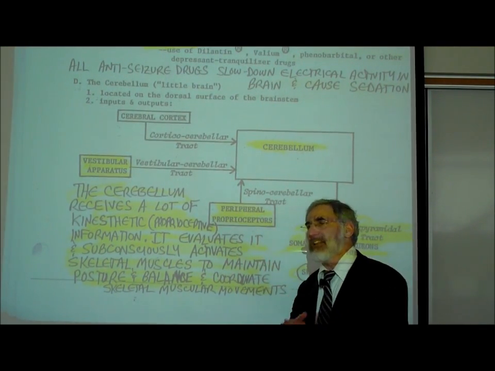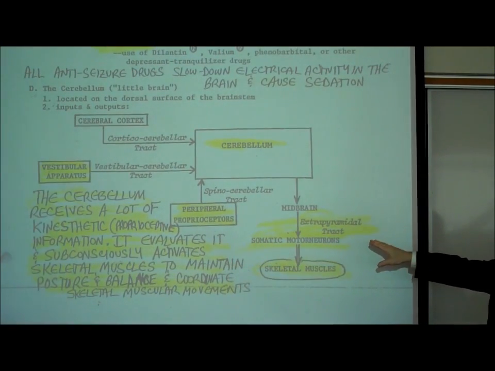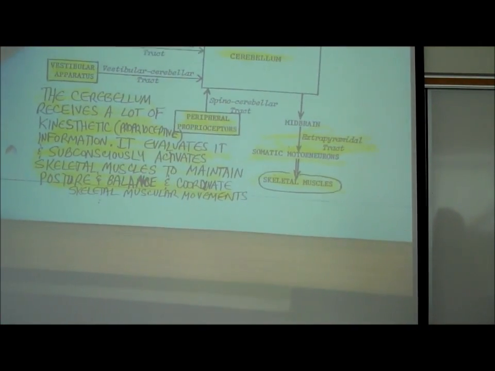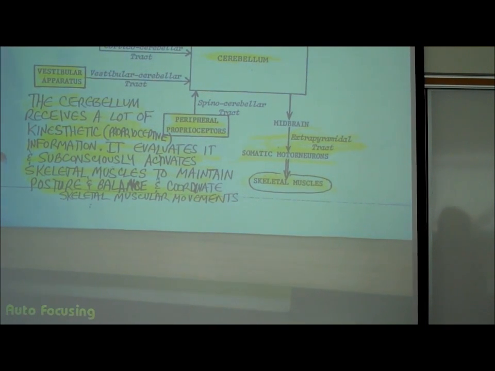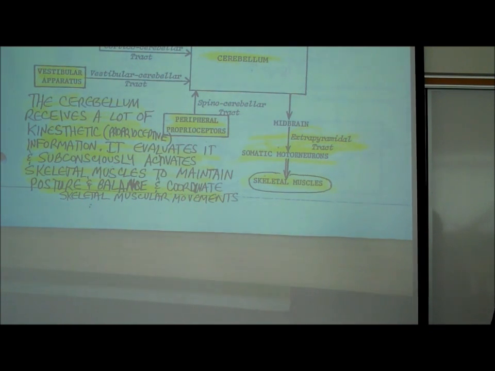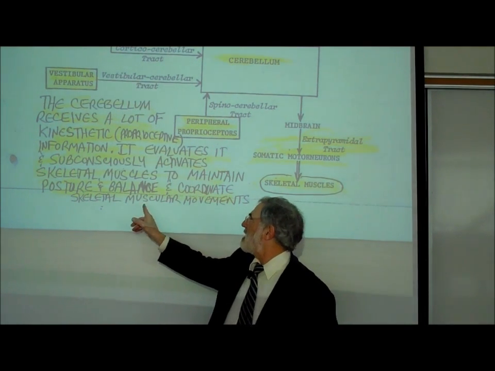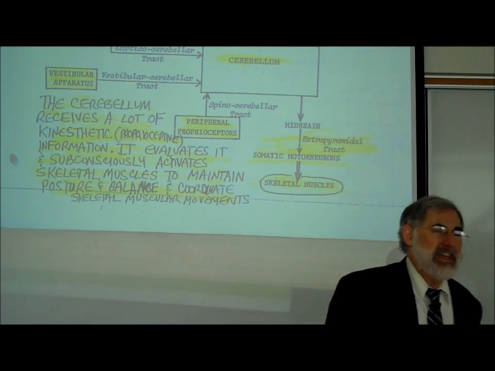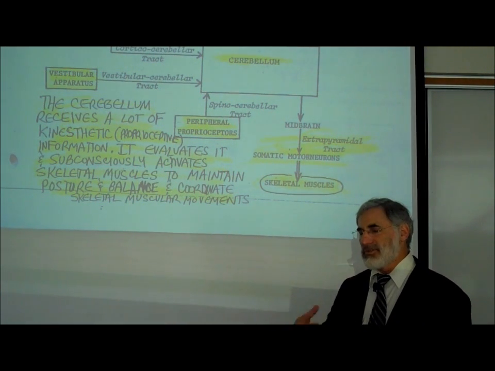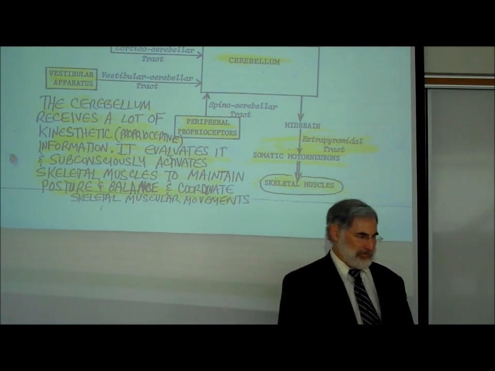And it takes this information and it basically activates signals along the extrapyramidal tract, the involuntary pathway, to affect activity of our somatic motor neurons in controlling our skeletal muscles. So basically, the cerebellum plays a key role in coordinating skeletal muscular movements and ensuring that our voluntary skeletal muscular movements are smooth and coordinated and take into account balance and equilibrium.